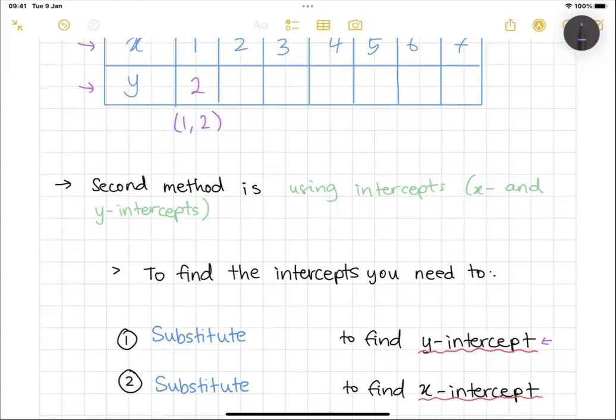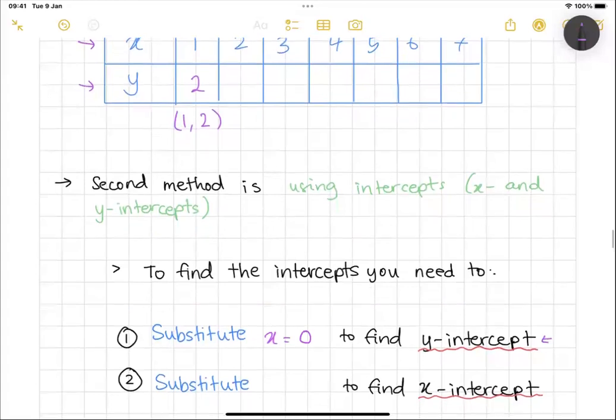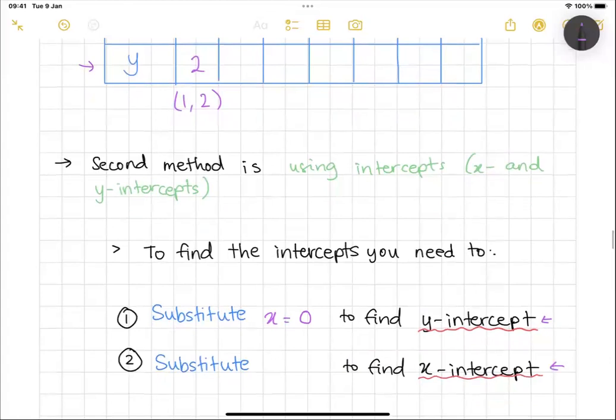So if I want to find my y-intercept, I need to substitute x equal to 0. So do the opposite. If I'm looking for the y-intercept, I need to put x equal to 0. If I want to find my x-intercept, again, do the opposite. My y needs to equal 0.